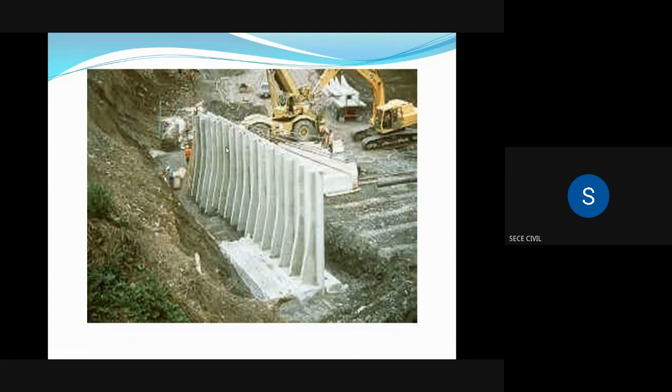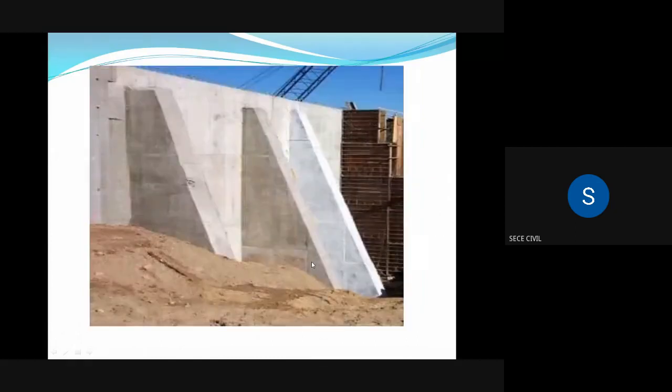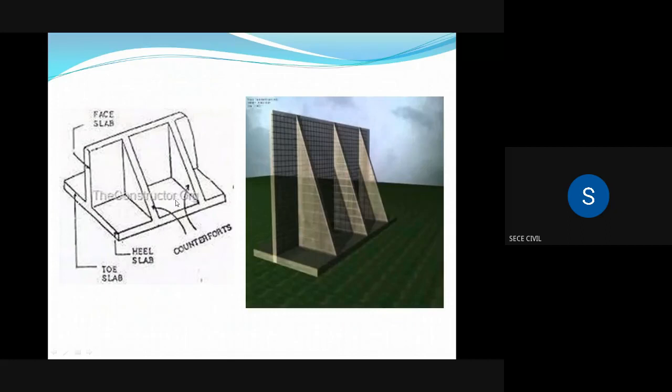So this is an image of a counterfort retaining wall. These are the counterforts, at suitable distances. This is one more image of a counterfort. In a counterfort retaining wall also we have a toe slab and heel slab. Normally we provide counterforts on the back side only, where the backfill is. This is one more image.